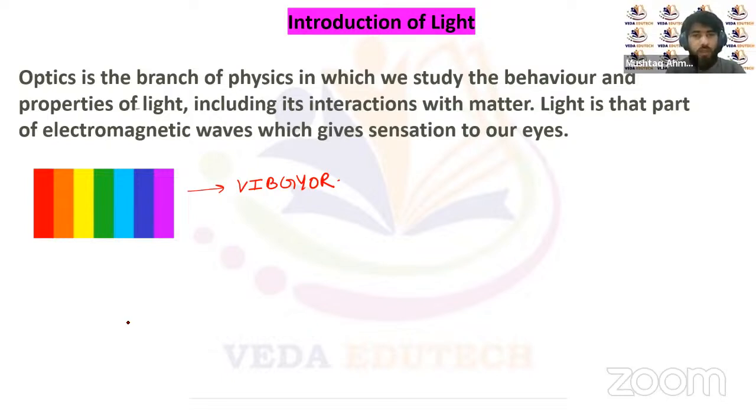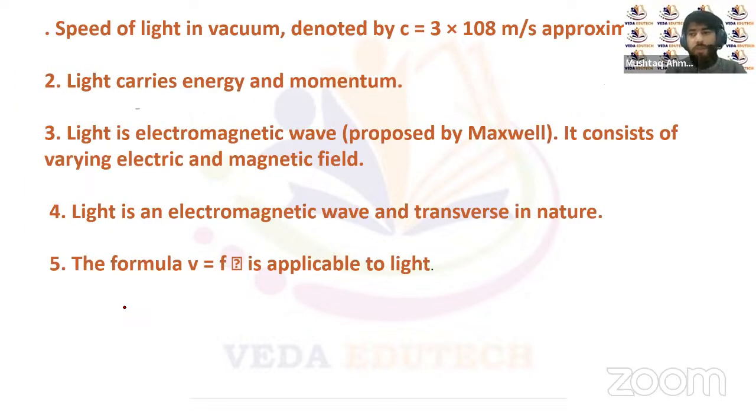So this was the basic introduction of light. Now, talking about the different properties of light. The first property is the speed of light. The speed of light in vacuum is approximately 3 × 10^8 meters per second. It's a very huge speed.